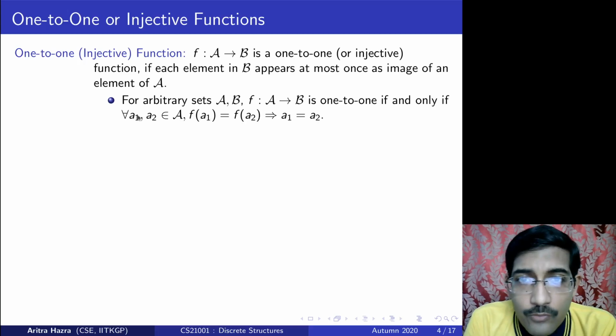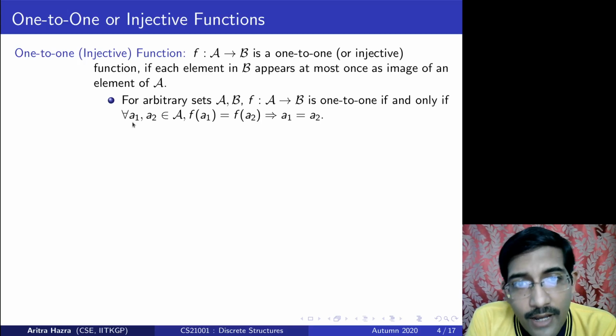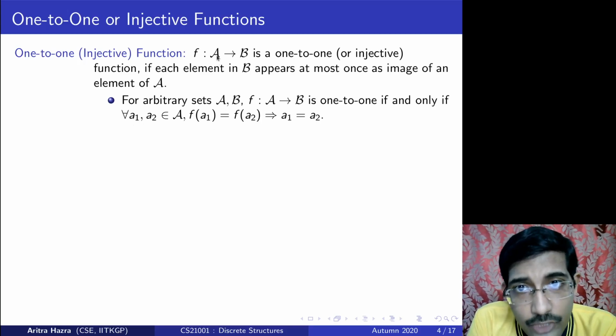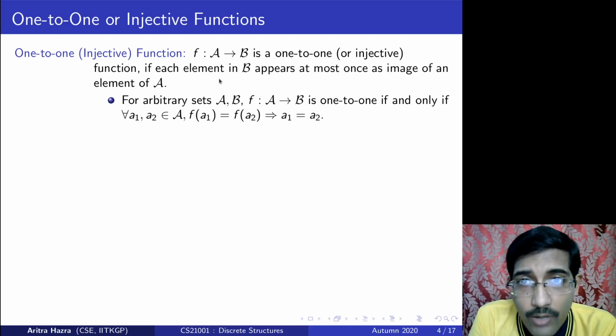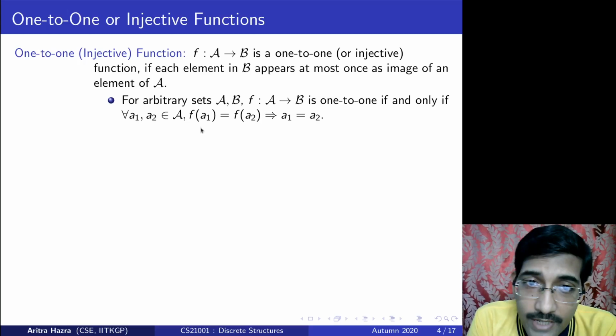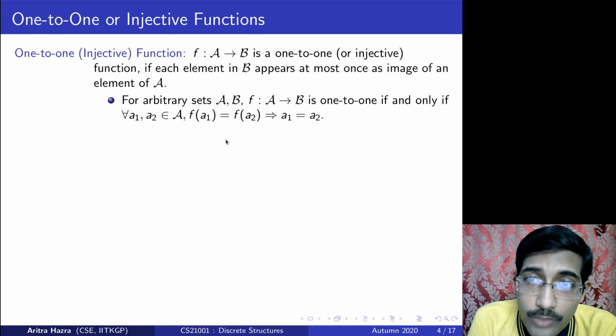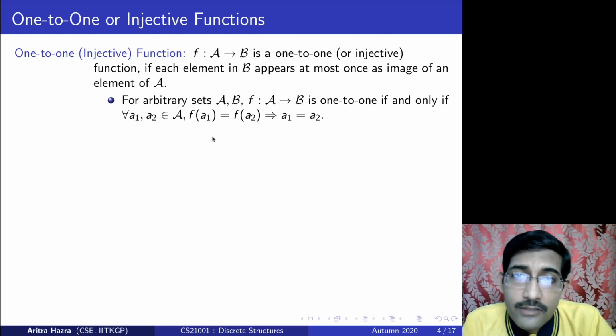Formally, if you go by the contrapositive notion, you can also say that if there exist two elements A1 and A2 in A which are different, they must map to two different elements in B. So going for the contrapositive, A1 not equal to A2 implies FA1 not equal to FA2. That is also the same definition, stated in a contrapositive way.